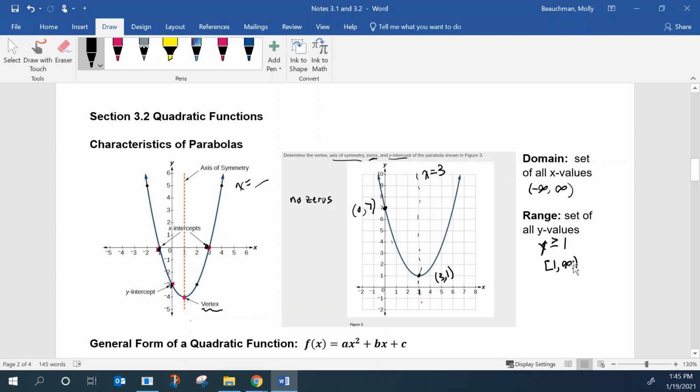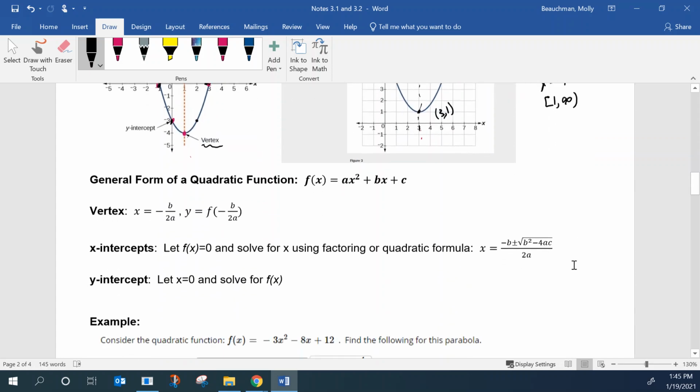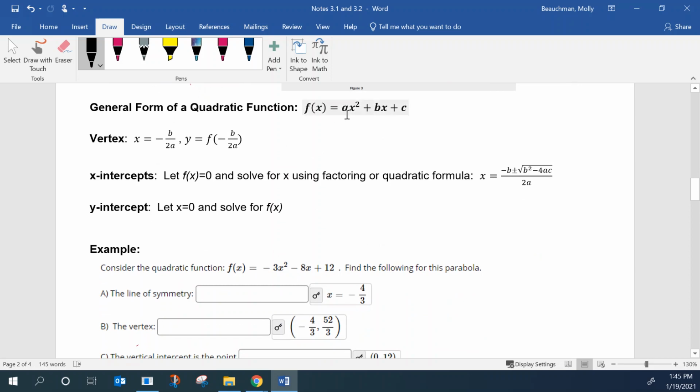So the graphs are parabolas. The general form of a quadratic is ax squared plus bx plus c. So x squared is the largest power, and a can't equal 0. It has to have an x squared term to be a quadratic. If you want to find the vertex when it's given in general form, there's a little formula. The x-coordinate of the vertex is negative b over 2a. The y-coordinate is what you get when you substitute negative b over 2a back into the function.